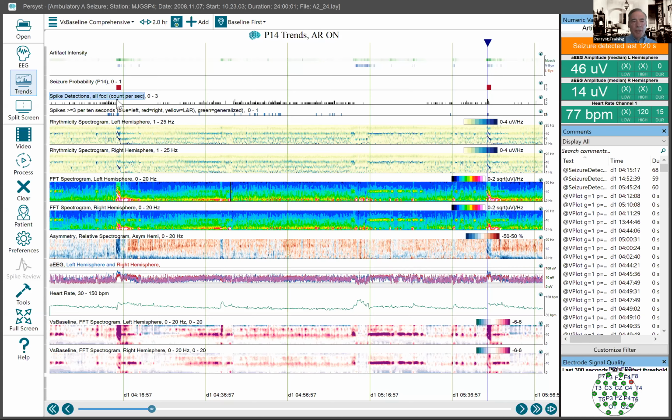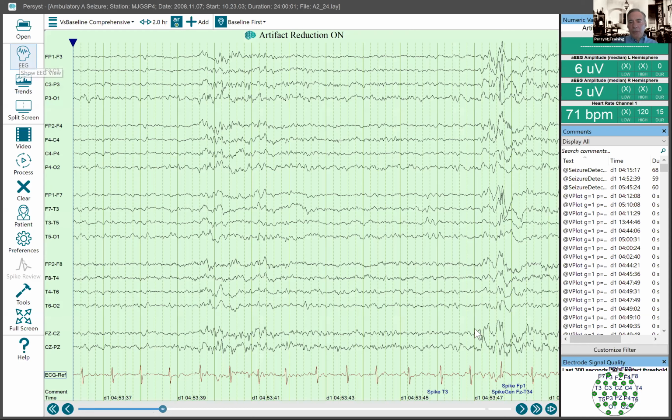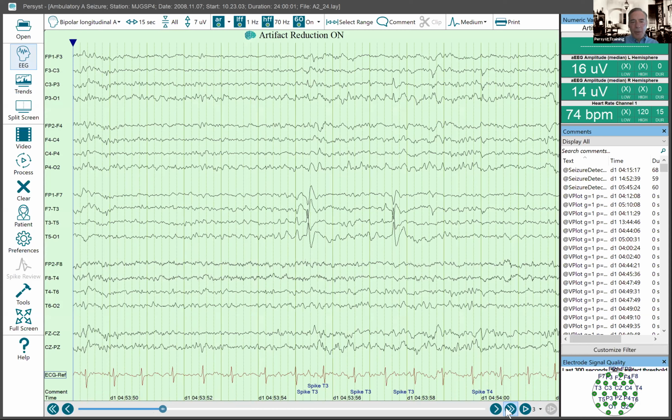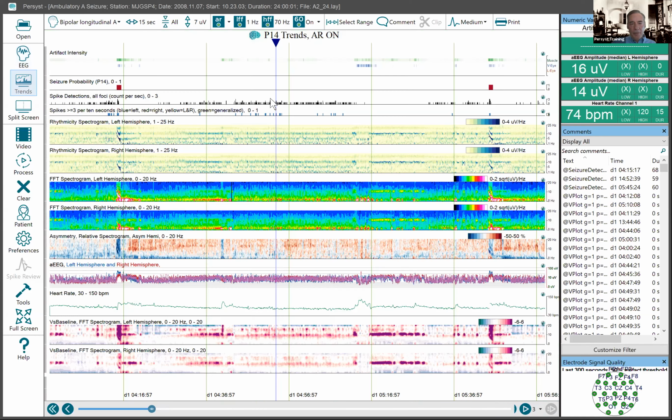We can see here that spike detections abate for a while, and then they begin to come back. We don't really have much artifact up at the top: muscle, vertical eye, lateral eye. If we click into this point and go to the underlying EEG, we can see there are sleep patterns and left temporal spikes. So during sleep, they seem to be having these spike discharges.